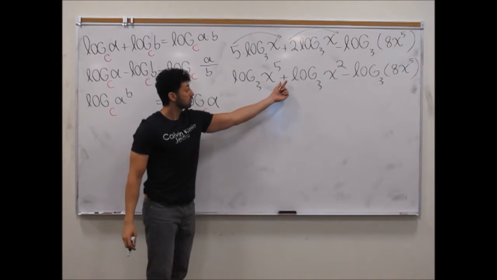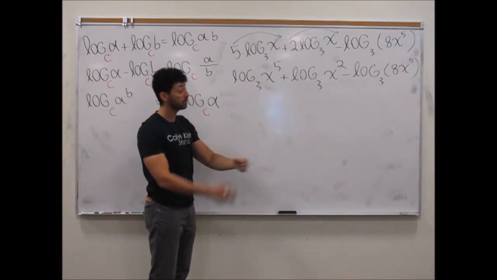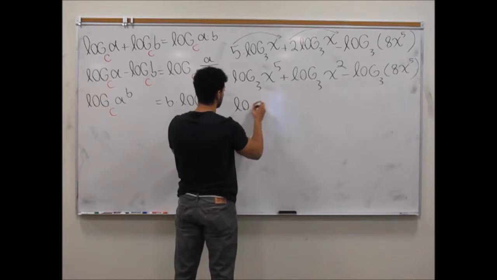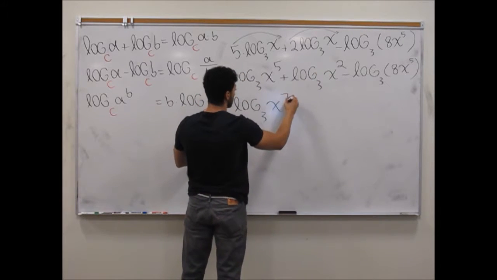So this addition here indicates that the insides of these logs with the same base are going to get multiplied. So x to the 5th is going to get multiplied to x squared. When you have the same base, you add exponents, so x to the 7th.